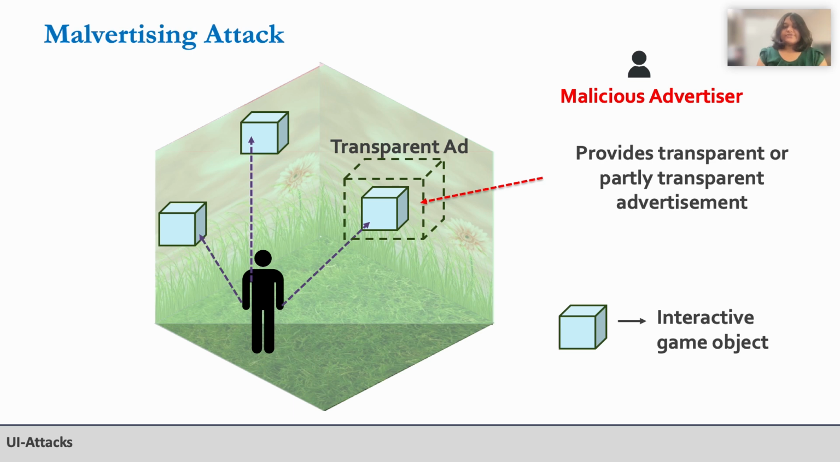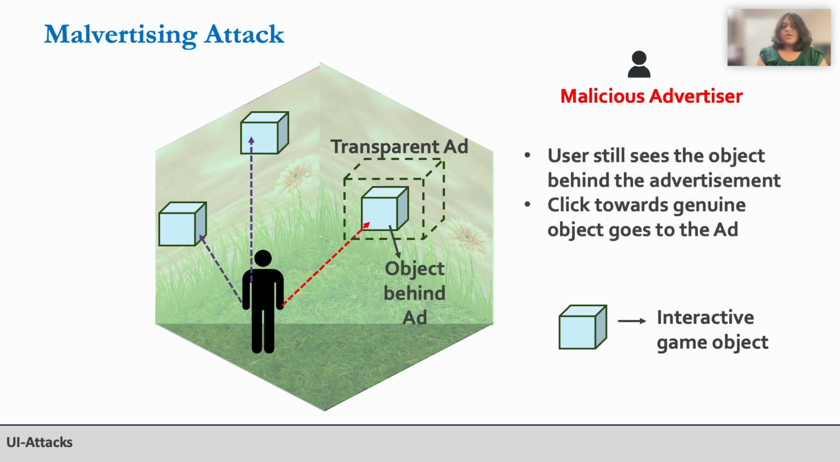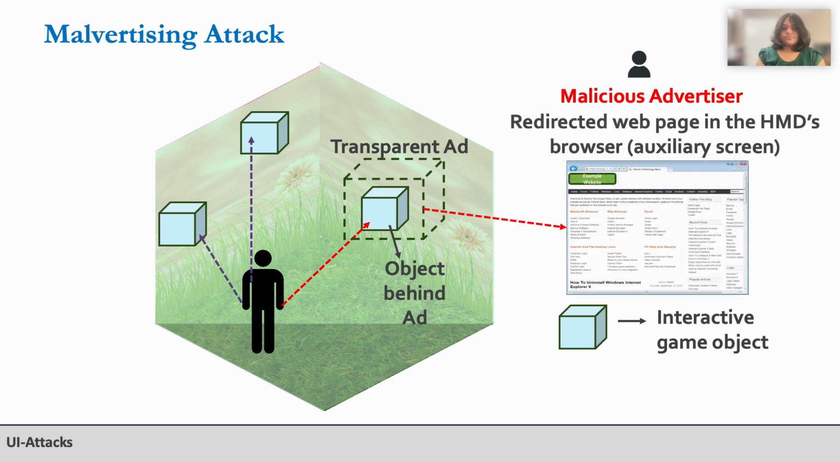Here the advertiser is considered malicious. A malicious advertiser provides a transparent or partly transparent advertisement. The user still sees the object behind the transparent ad. However, when the user tries to click on the object, the click is received by the transparent ad. This click can redirect a web page in the auxiliary screen of the browser of the head-mounted display without the user's awareness, as the user is interacting with the 3D scene.